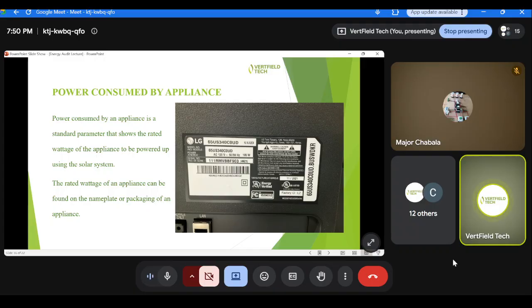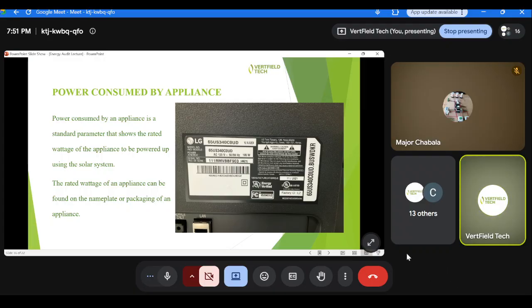Okay, you may now wish to ask, how do you know the rated wattages, or how do you know the power consumed? It is usually gotten from the nameplate of each and every appliance. This nameplate contains various information such as the maker of the product, the country of make, the current, the voltage, the wattage, the serial number, anything that has to do with that particular product or appliance.